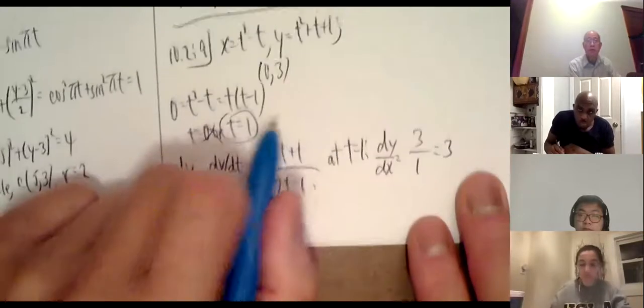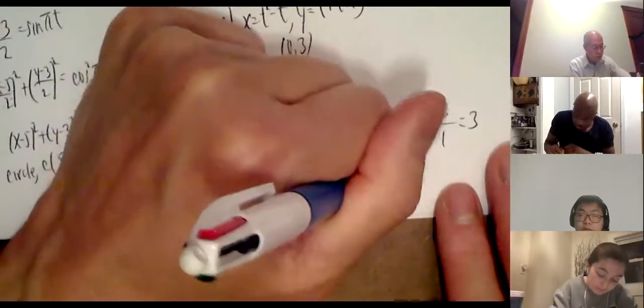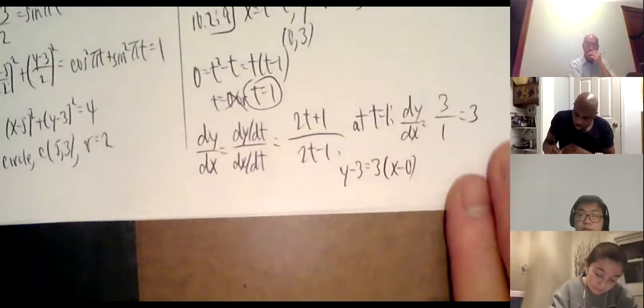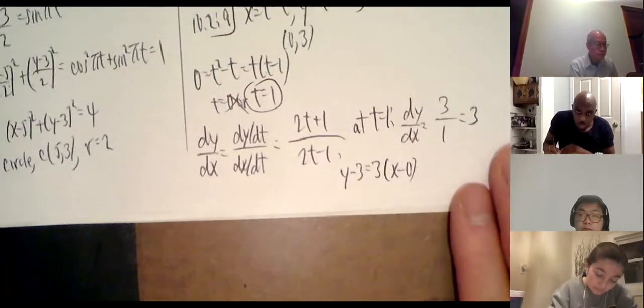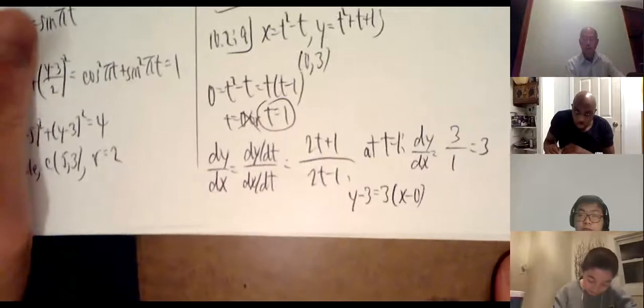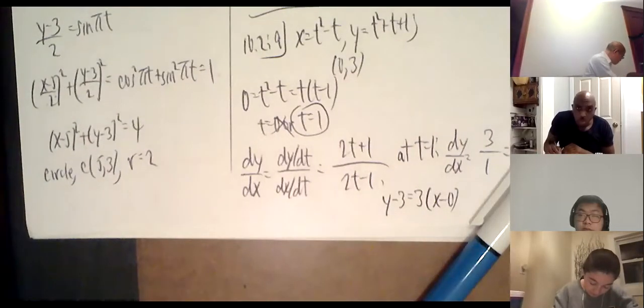Okay, point, slope. So y minus y1 equals m times (x minus x1). Okay, and then 10.219.